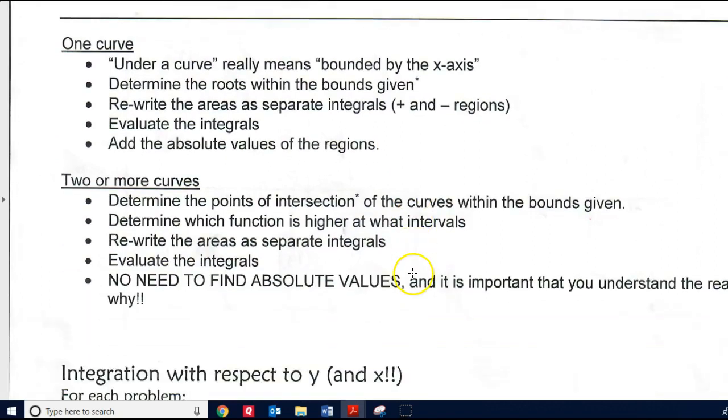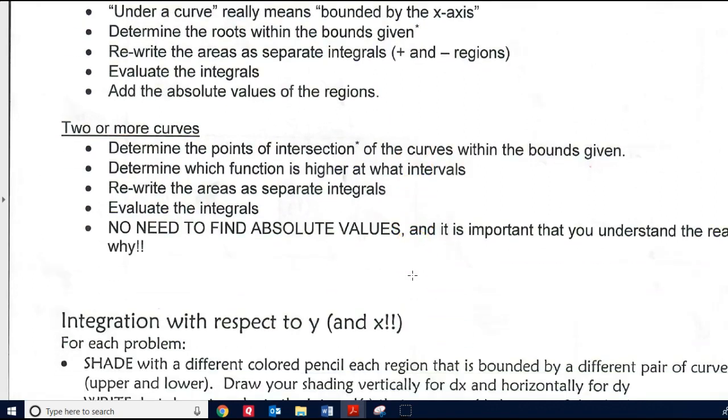When there's two or more curves, which we started to get into, we determine where the points of intersection are. That's an important one, but it's within the bounds that are given. We determine which function is higher, or which one's above the other, and then we rewrite the area as separate integrals. We don't need to find absolute values, and I hope you all realize why: all the absolute value really does is reflect any negative portion underneath the x-axis above the x-axis.